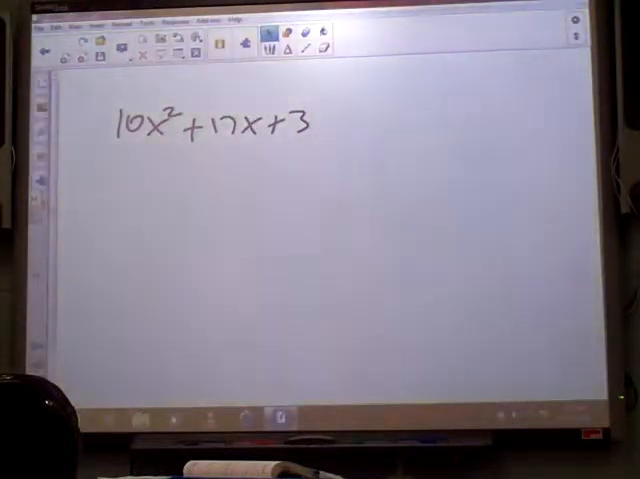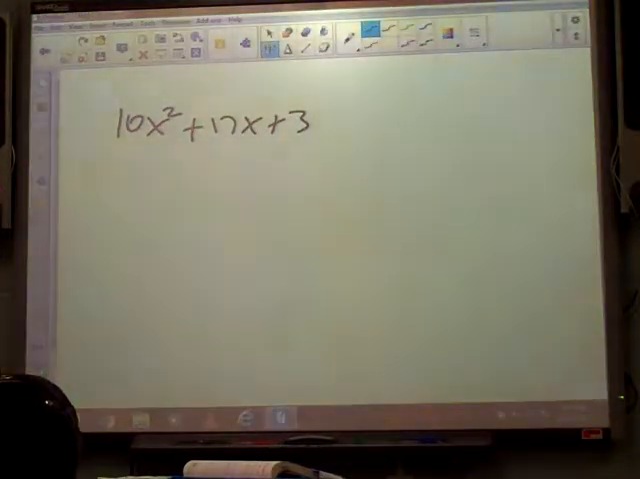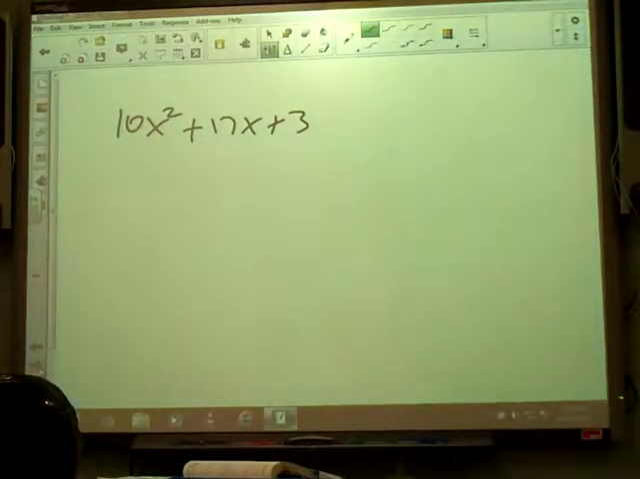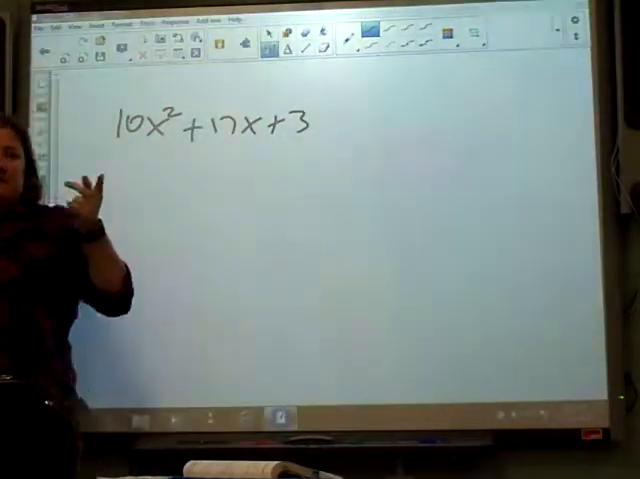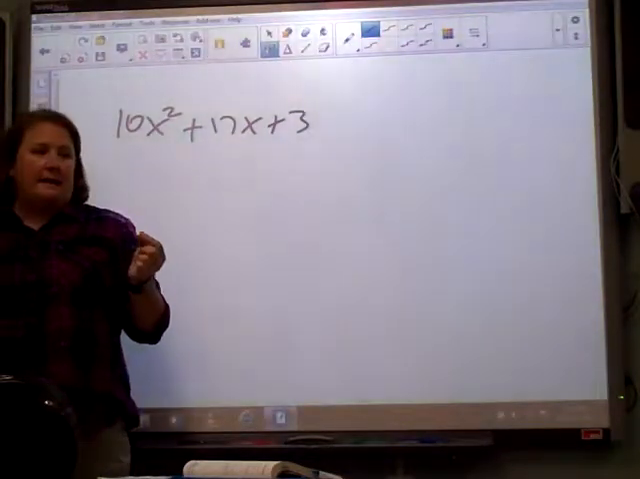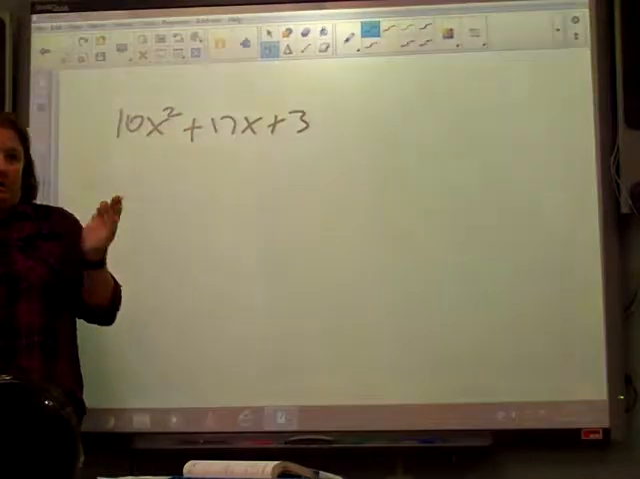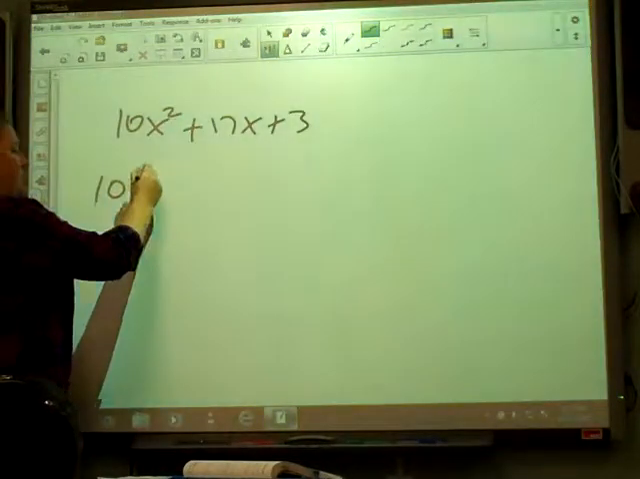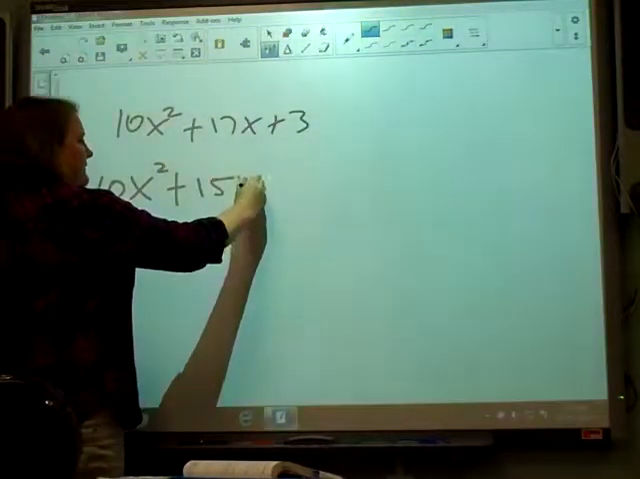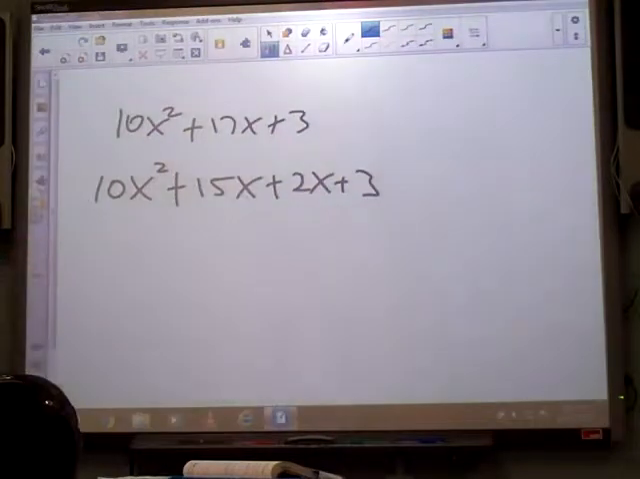Alright, what was A times C? 30. What factors of 30 add to 17? Well, 15x and 2x is what I'm going to substitute in for the 17x. And this is a cool problem because it'll work either way. You can put the 15 first and it'll work, or you can put the 2 first and it'll work. We talked about the order you write them in. It's a good teaching point for me to put the 15 first, so I'm going to do that.